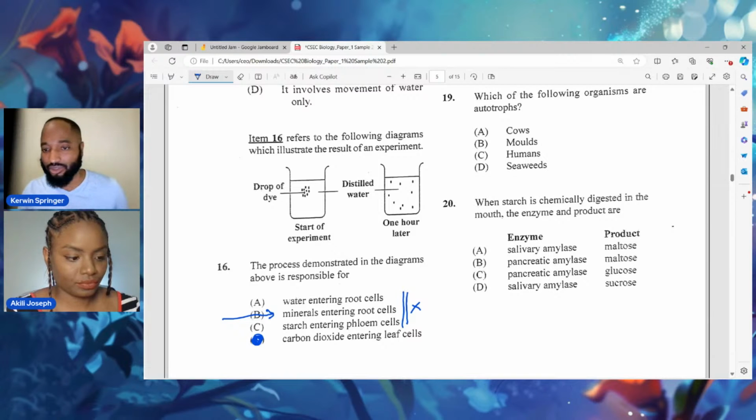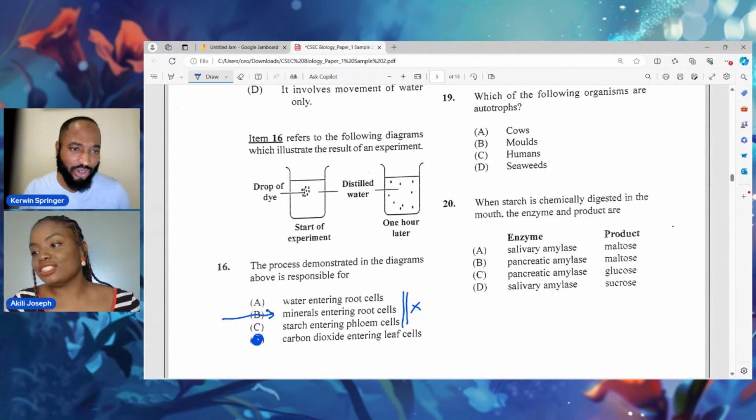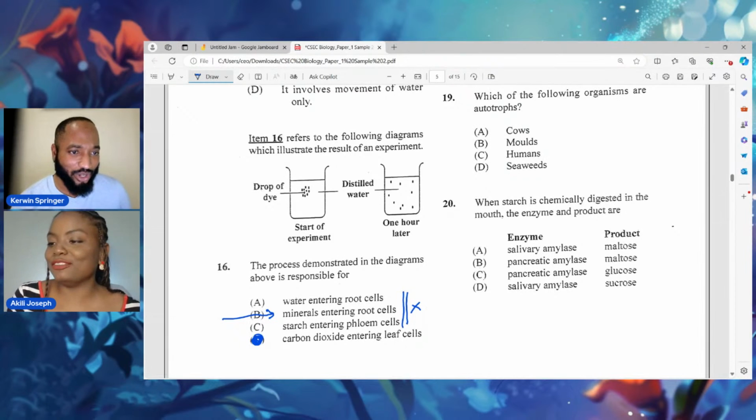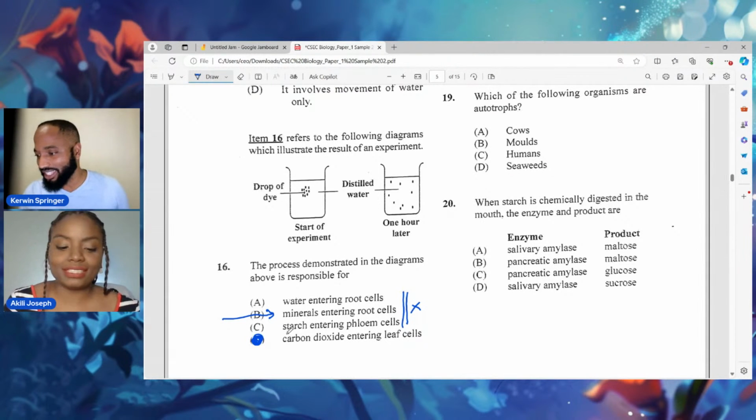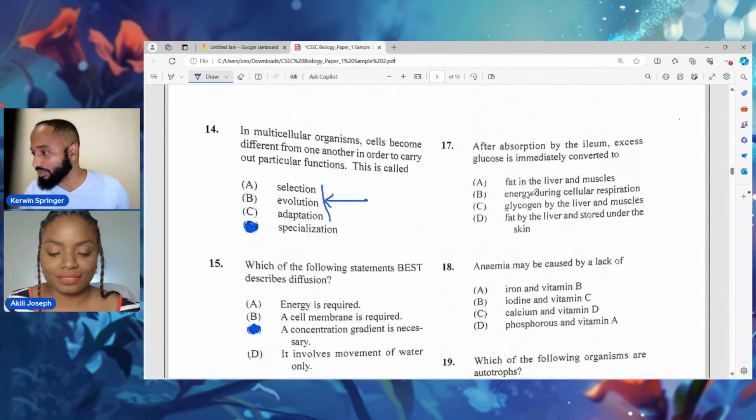Carbon dioxide is entering leaf cells. So this feels like osmosis. But just out of curiosity, how does starch enter the phloem cells? Starch is not supposed to be entering. It's transported as sucrose, not starch. Starch is not soluble. All right, okay. That's why my mind was pulling a blank on this one.